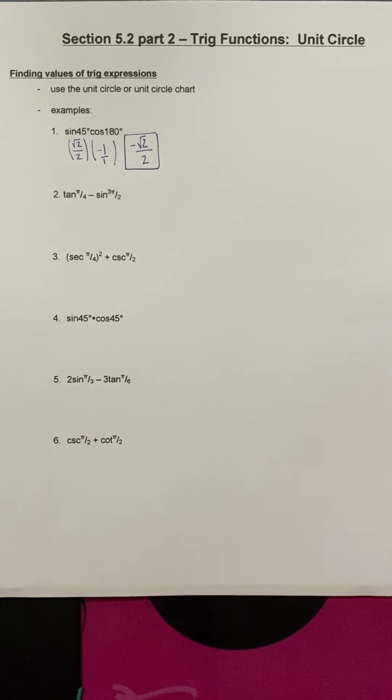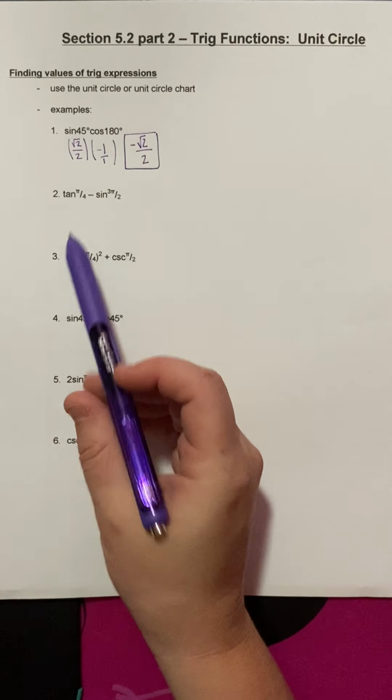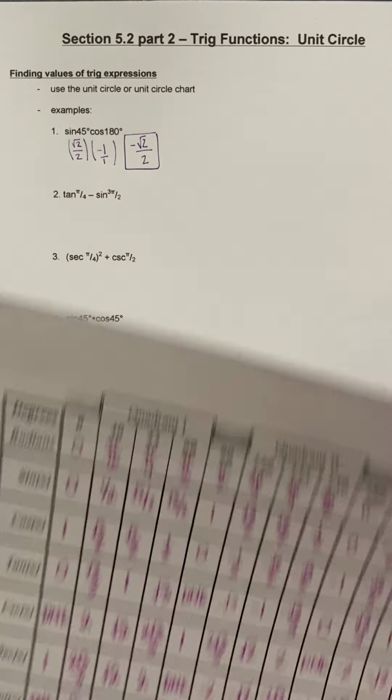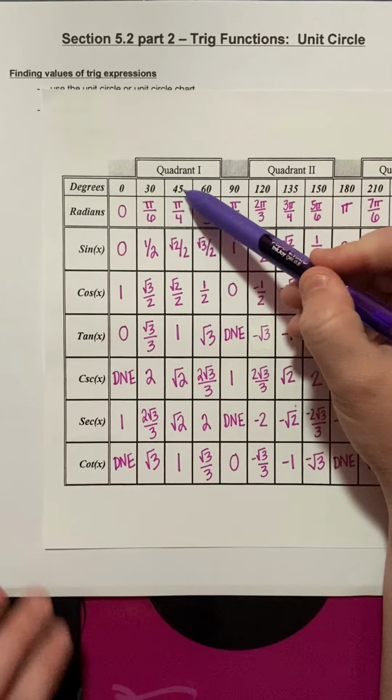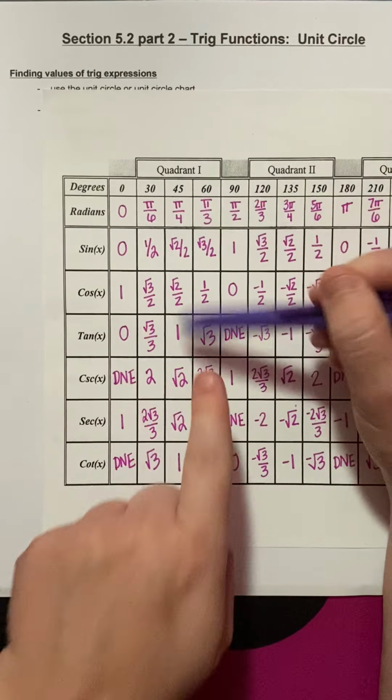All right, now let's look at number 2. On number 2, we've got tangent of pi over 4 minus the sine of 3 pi over 2. Now, since this is tangent, it's going to be easier for me to use my chart right here. All right, so pi over 4, same thing as 45, and I want to find tangent. So the tangent of 45 is 1. So the value of this is 1.